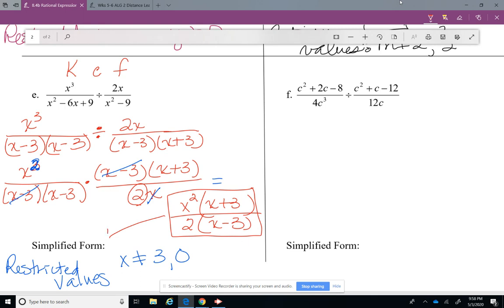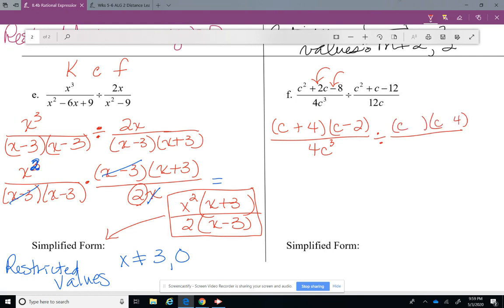That is your answer. All right, the last one, we have 2 sets of parentheses here. We're going to go ahead and factor first. So we have c and 4 and 2. Since this is a negative and this is a positive, your larger number has to be positive and your smaller number has to be negative. So we're going to divide by c and 4 and 3. Since this is a negative and this is a positive, your larger number has to be positive, your smaller number has to be negative, and 12c doesn't change.